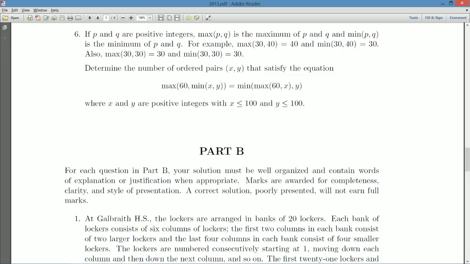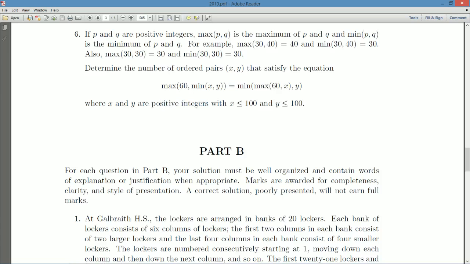For example, max(30, 40), so the maximum of 30 and 40 is 40, and the minimum of 30 and 40 is 30. Also, the maximum of 30 and 30 is 30, and the minimum of 30 and 30 is 30. So, determine the number of ordered pairs (x, y) that satisfy the equation max(60, min(x, y)) = min(max(60, x), y). So the maximum between 60 and the minimum of x and y, and the minimum between the maximum of 60 and x, and y, we want those to be equal. Where x and y are positive integers with x less than or equal to 100 and y less than or equal to 100. Okay.